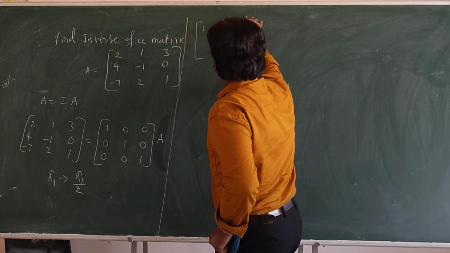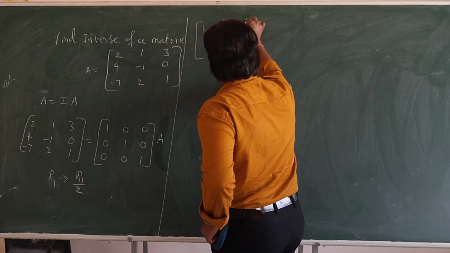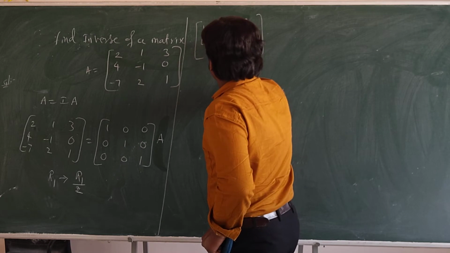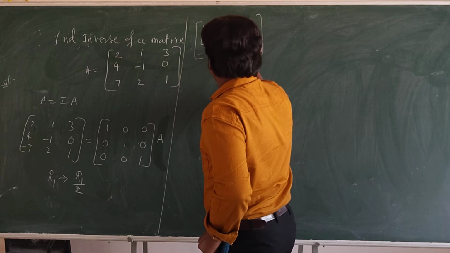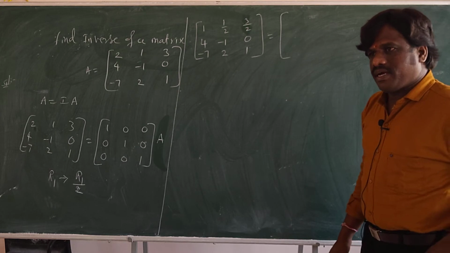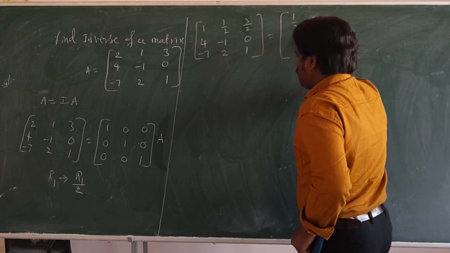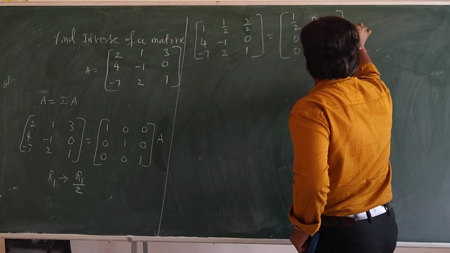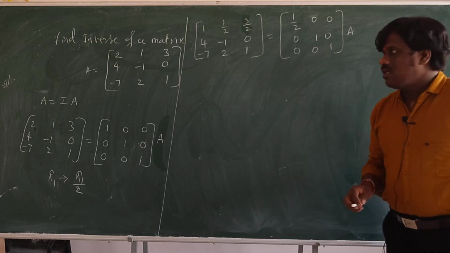1 by 2, 1 by 3, correct? 3 by 3. 4, minus 1, 0, minus 7, 2, 1 is equal to, and what do you have to do here? R1 divide by 2. So what do you get here? 1 by 2, 0, 0, 0, 1, 0, 0, 0, 1 into A. Is this clear? Yes. Right? What do you have to do next?